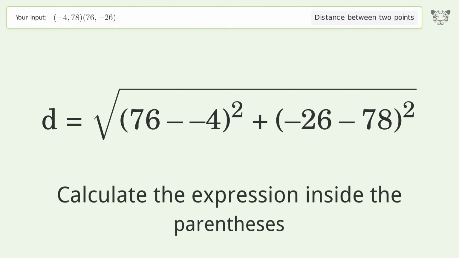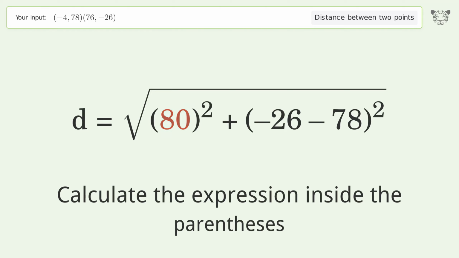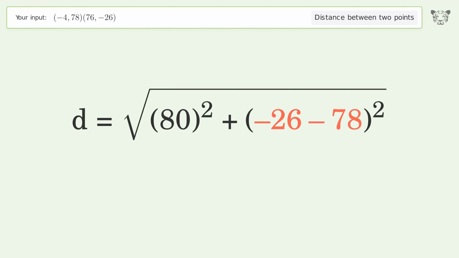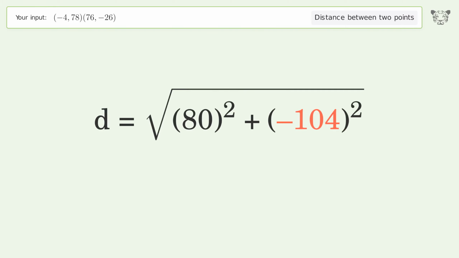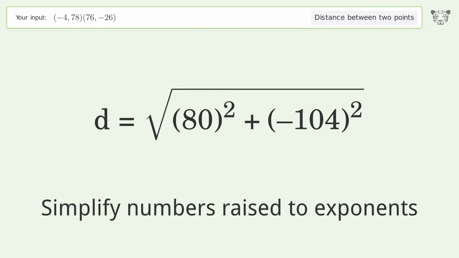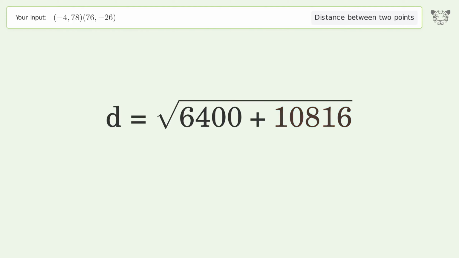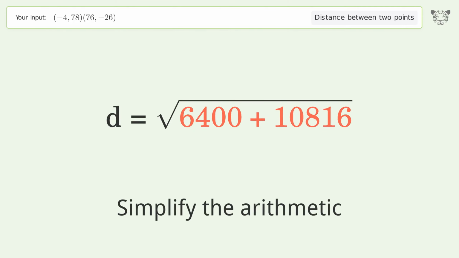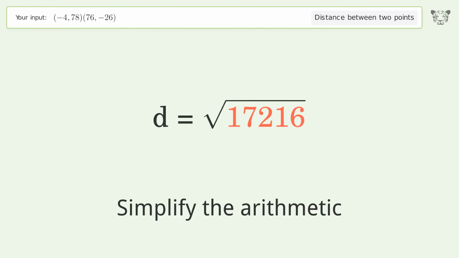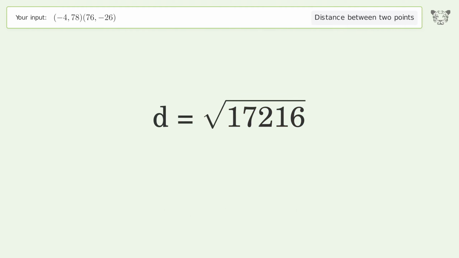Calculate the expression inside the parentheses. Simplify numbers raised to exponents. Simplify the arithmetic. And so the distance between the 2 points is the square root of 17,216 or 131.21.